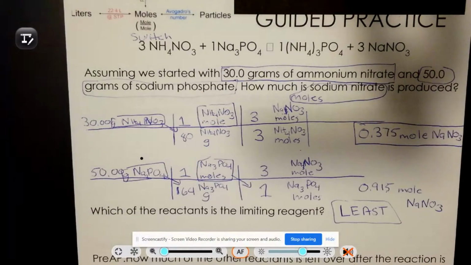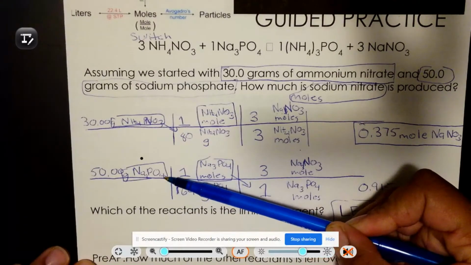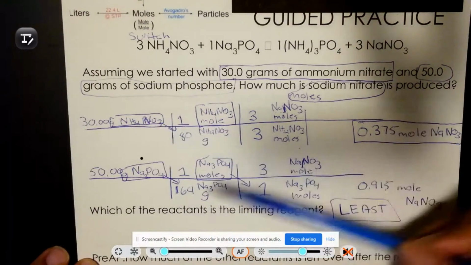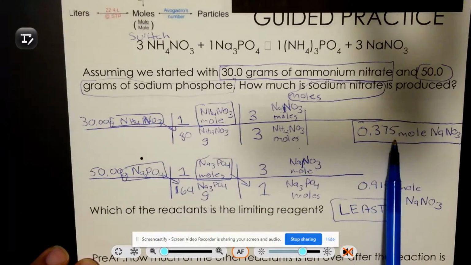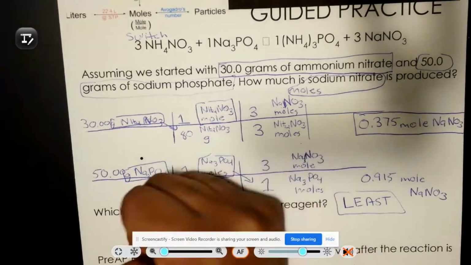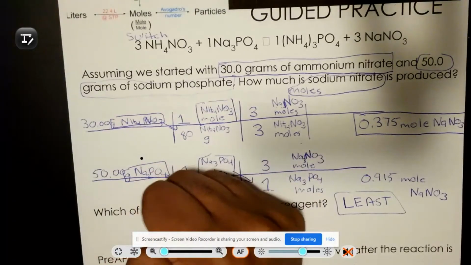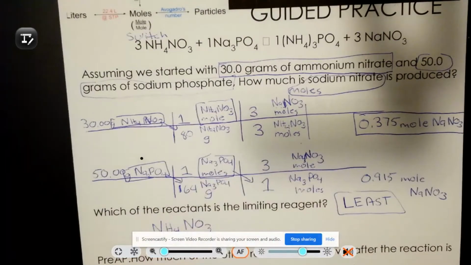Okay, and now we can answer the next question. Which of the reactants is the limiting reagent or reactant? Reagent and reactant can be used interchangeably, so this is the same thing. You had your sodium phosphate and you had your ammonium nitrate. Whichever one gave you the least amount, that is your answer. So we're going to look at that, and that means ammonium nitrate was our limiting reactant.